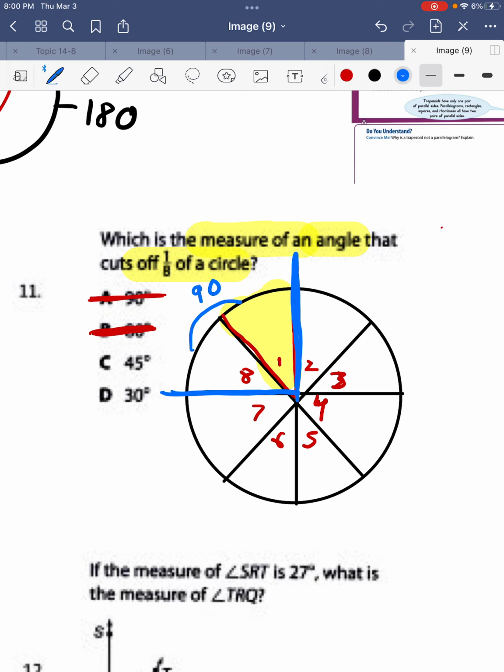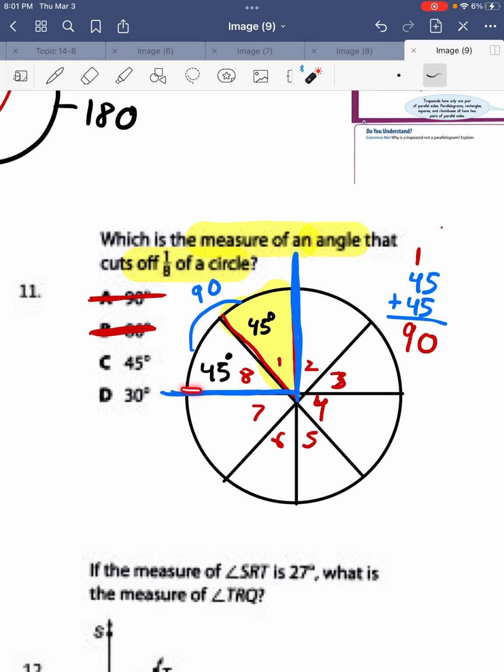If I add 45 and 45 together, do I get 90? 5 plus 5 is 10, bring up my 1, drop my 0. 4 plus 4 is 8, plus 1 is 9. So I do get 90. So this could be 45 degrees, and this could be 45 degrees, and together they would make my right angle, which is 90. I'm going to put a question mark.